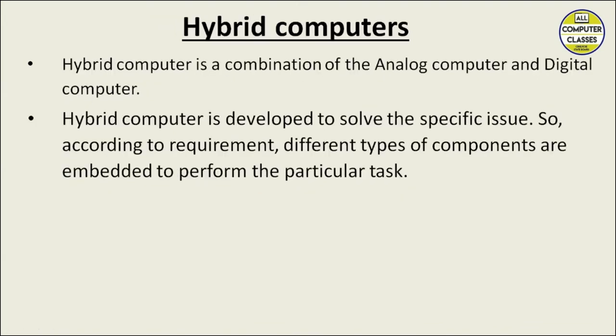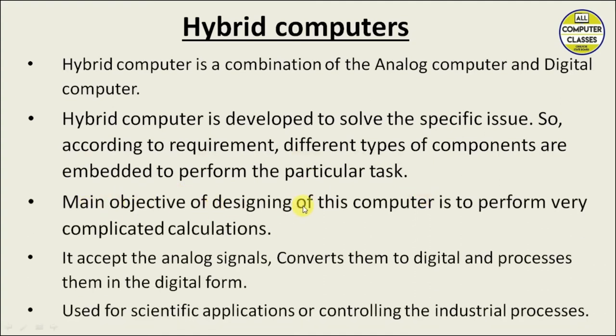Hybrid computer is a combination of analog and digital computer, right? So it has some features of analog and digital computer. Hybrid computer is developed to solve specific issues, right? So according to the requirement, what kind of problem we want to solve, according to that requirement, different types of components are embedded to perform a particular task, right? The main objective of designing this computer is to perform very complicated calculations, right? It accepts the analog signals and converts them into digital signal and then processes the digital form, right?